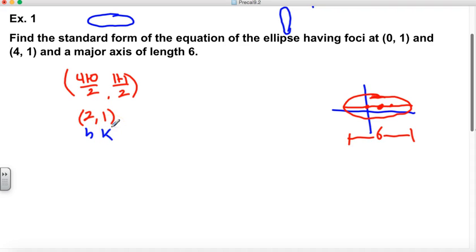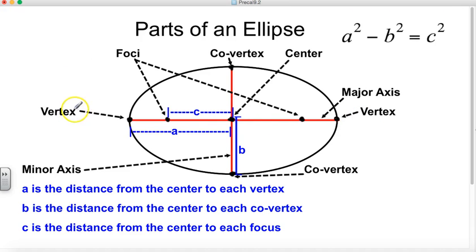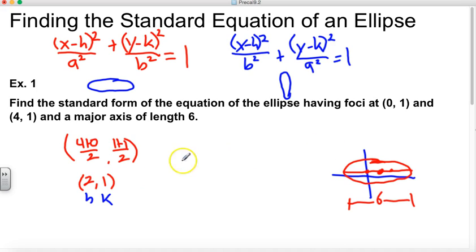Okay, now let's figure out what A and B are. Well, remember, A is the distance from the center to a vertex. We're told the major axis in the problem is 6 units long. So if it's 6 units from the vertex all the way to the other vertex, then halfway would get us to the center, and that would be our value for A. So take half of 6, and that's our value for A. So we can go ahead and start listing those. A is half of 6, which is 3.